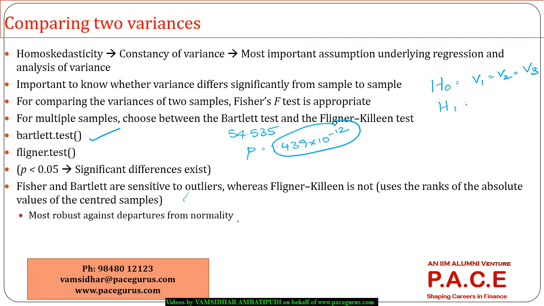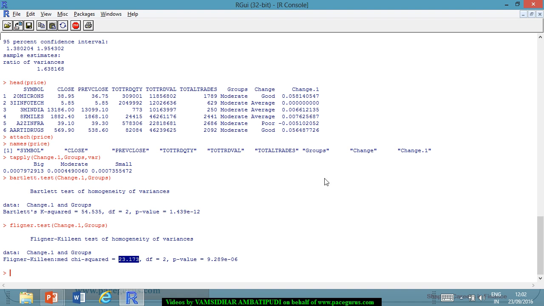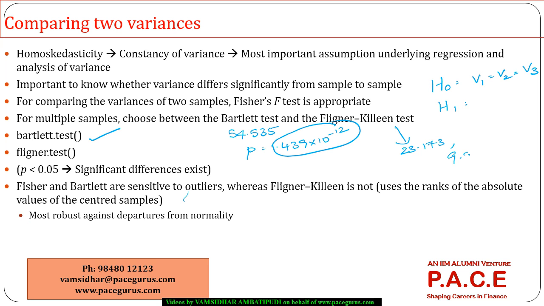The chi squared value is 23.173 for the Fligner, and along with that, the p-value is coming out as 9.289 × 10⁻¹⁶. Even this also goes with the same set of assumptions. The variance across the groups is more or less uniform is the null hypothesis. No, the variances are different across the groups is the alternate hypothesis.